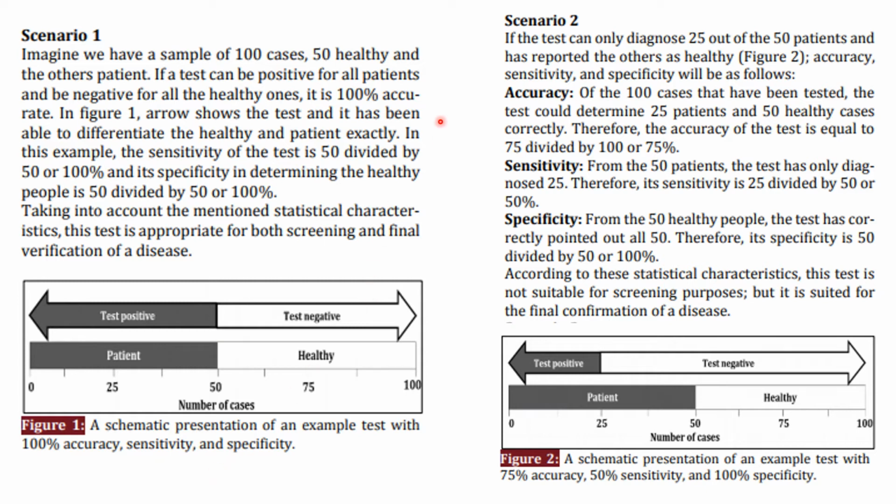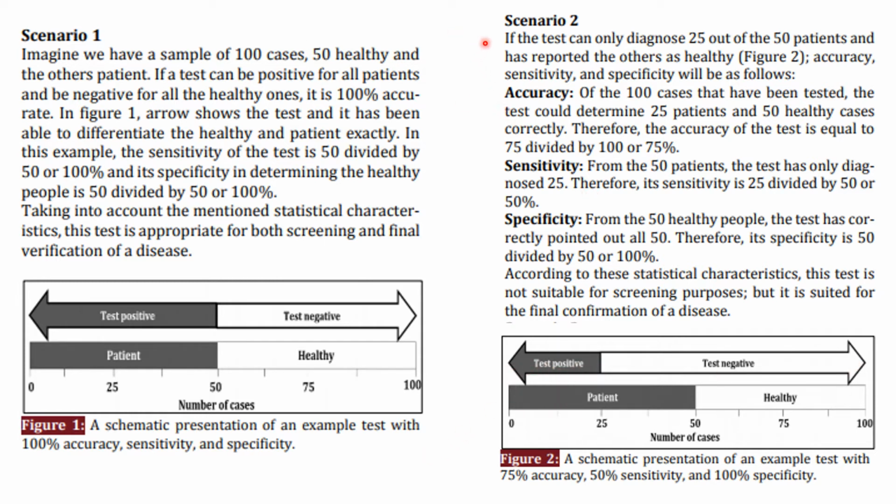That usually doesn't happen. Let's look at scenario 2 and see we have, again, 50 and 50 patients and healthy. But this is the fraction that tests negative, and this is the fraction that tests positive.